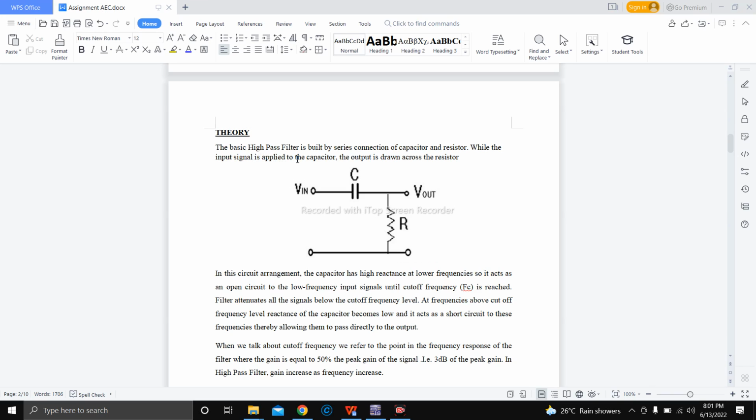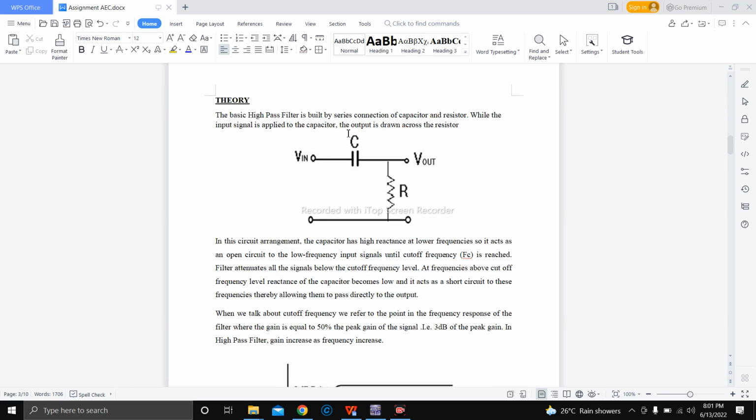The basic high-pass filter is built by series connection of a capacitor and a resistor. While the input signal is applied to the capacitor, the output is drawn across the resistor.